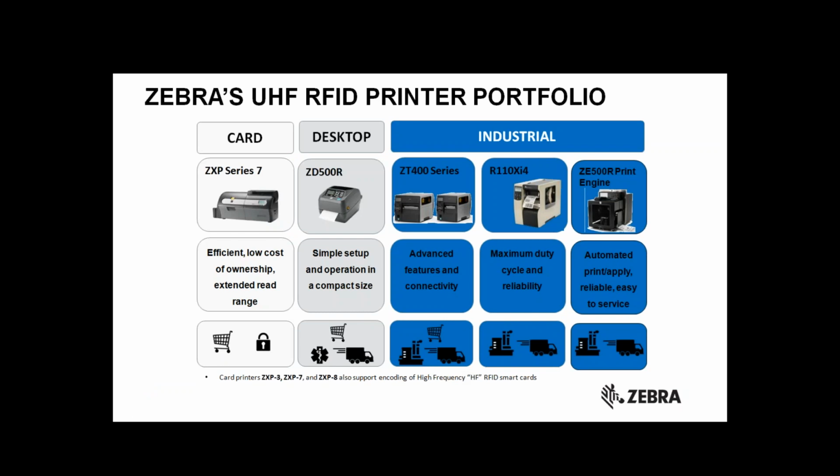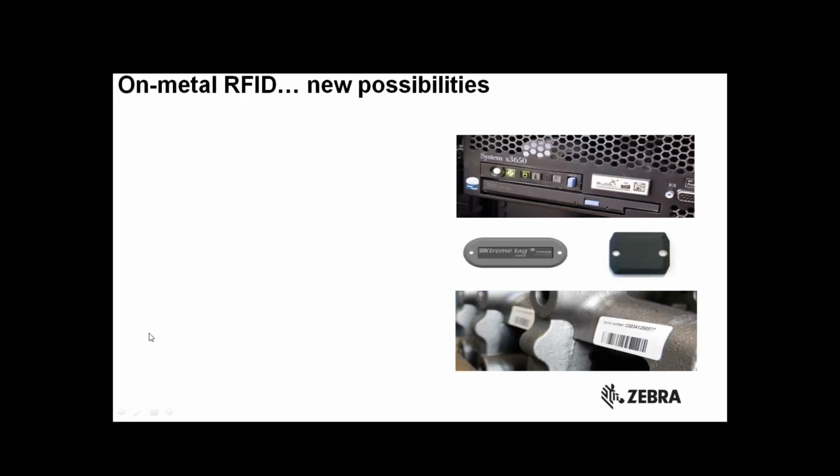Now, from the printer side of things, Zebra has, of course, a pretty vast portfolio on the UHF RFID side of things. There, we start out from our card printers to our desktop printers, all the way to our industrial printers, right? Based on what the customer's requirement is, these can go into different directions. The thing that I would like to highlight, which is something new, is something called Silverline that Zebra is coming up with, and this essentially enables on-metal RFID tagging.